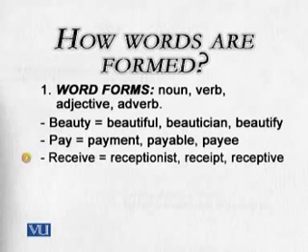And second example, pay. Pay is a noun also, pay is a verb also. And then payment is again a noun. Payable, this is an adjective. And then payee, again a noun, to whom actually you pay. Next example is receive. From receive, you can make receptionist, you can make receipt, you can make receptive.